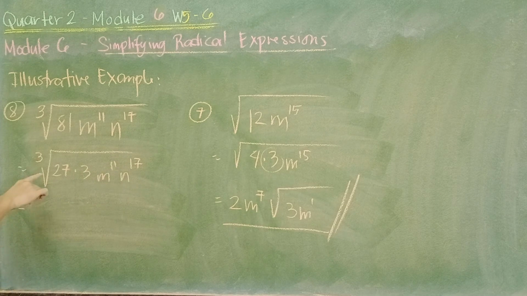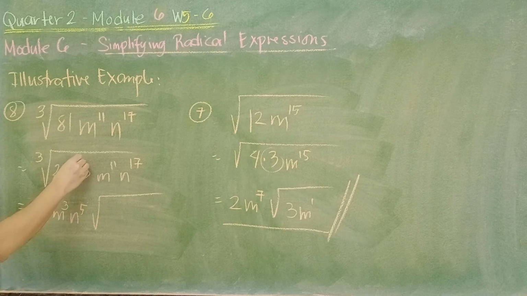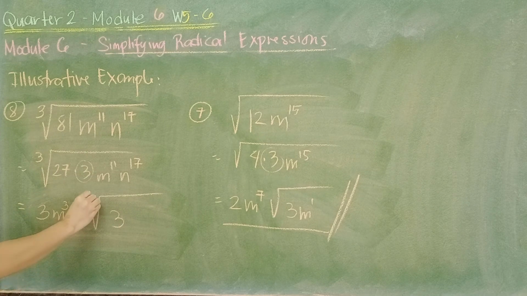So we all know na yung perfect cube root yung 27. Ano yung cube root ng 27? That is 3. And then divide this dito sa 3. Yung exponent divide natin sa index. 11 divided by 3. That is n raised to 3. Yung remainder na iwan sa loob. And then 17 divided by 3. That is n raised to 5. So yung may iwan sa loob is yung 3. Huwag natin kalimutan. May iwan sa loob 3.